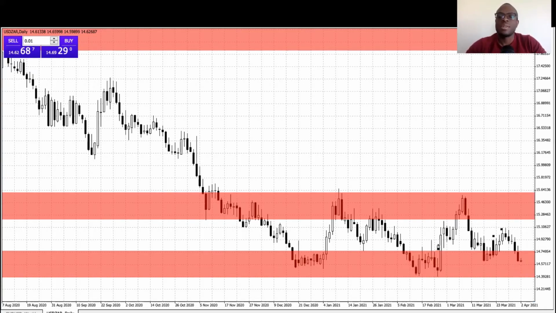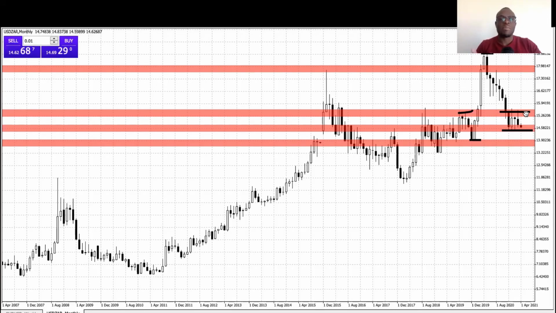Then on the upside, what we'll be expecting is that the price is going to reverse from here, and after reversing from here, it's going to break above this zone, 15.64136, pull back to retest it as a support zone, and if it holds as a support zone, then we'll be expecting the price to move to the upside up to this zone. So these are the scenarios that we'll be expecting on the daily chart.